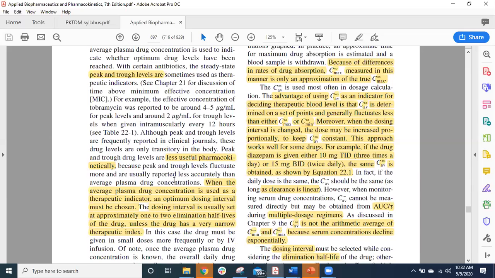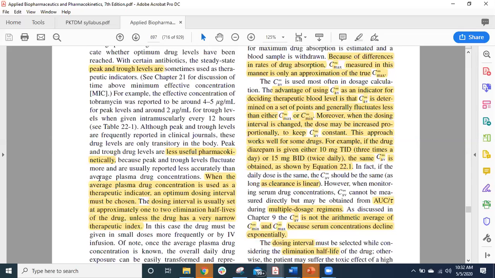It depends on what? Tell me. Hello? Am I audible? Yes, sir. The pharmacological effect doesn't depend only on peak and trough. It depends on what?